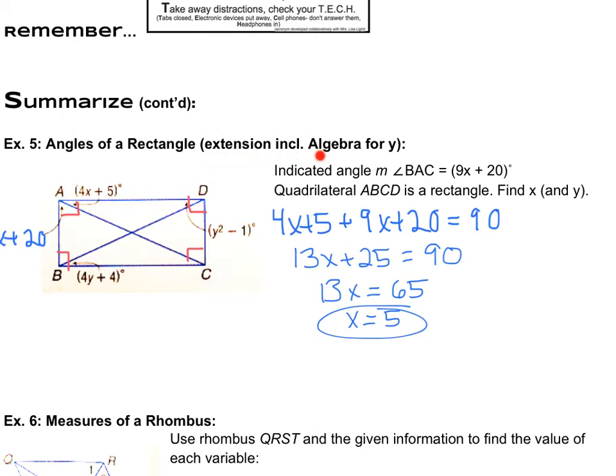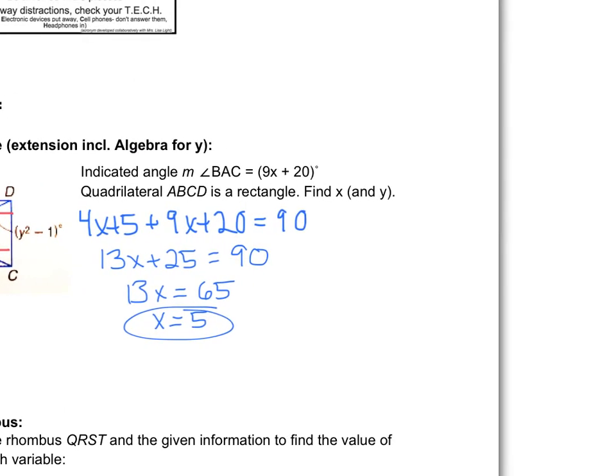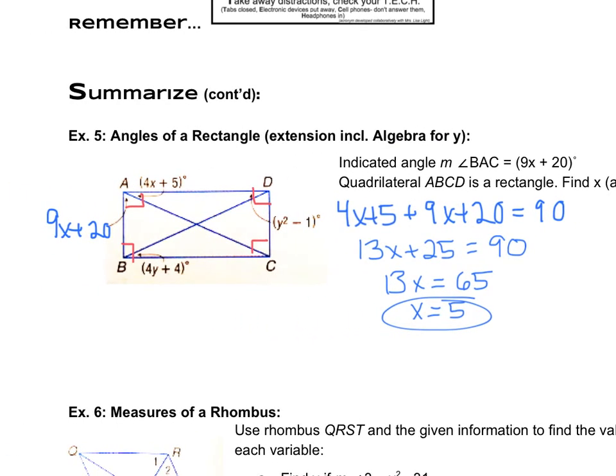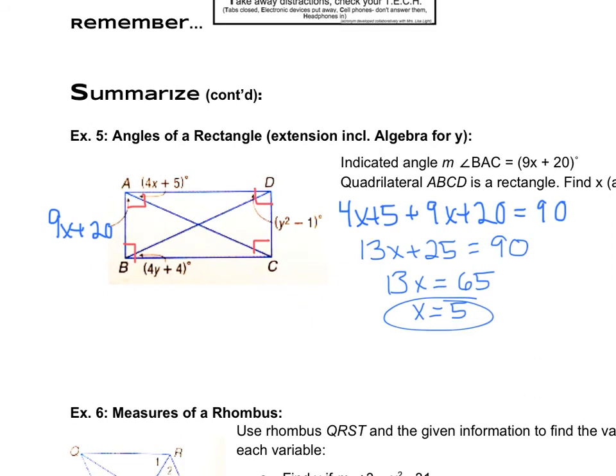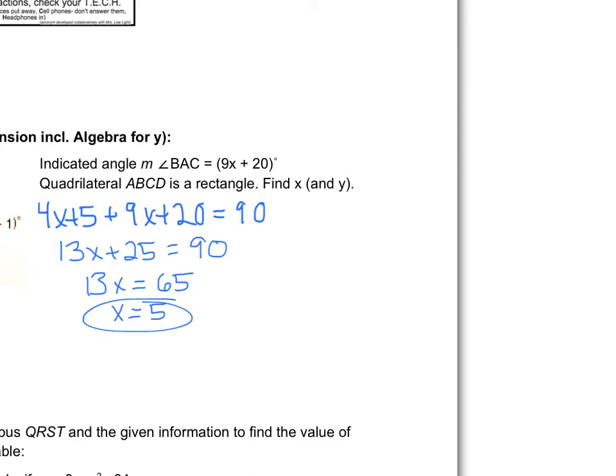Now you notice that I put "and y" in parentheses, and up in the description of example 5 it says extension included, or includes algebra for y. The reason that this is an extension is because it kind of goes above and beyond what a CP level problem of this would be. But if we look at the diagram here and we look at y squared minus 1 up in this corner, angle ADB, and CBD down in this bottom corner here, I hope you guys can see that those are alternate interior angles. So if I were going to set up an equation that involved y, I would just set those two pieces equal. I'm going to draw a line here so you guys know that this is the extension, okay?